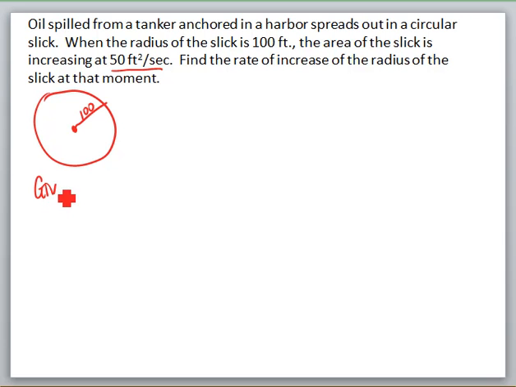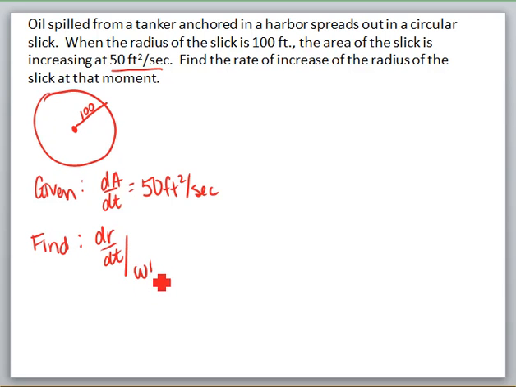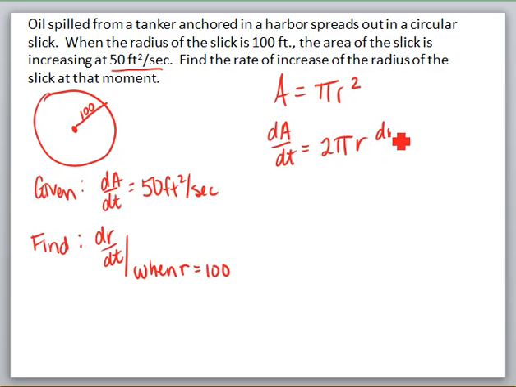So I'm given that the area is changing at 50 feet squared per second. I am supposed to find how fast the radius is changing when the radius is 100, and r equals 100. Alright, the formula I'm going to be using is the area of a circle, so A equals pi r squared. Take the derivative with respect to time: dA over dt equals 2 pi r dr over dt.